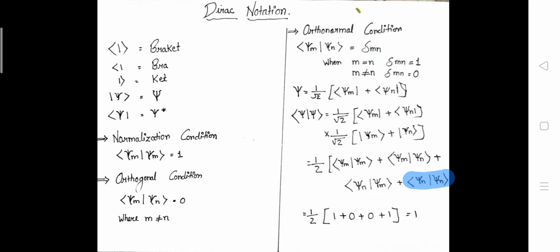Finally, for this value, when m and m are equal, we will get 1. But when m is not equal to n, we will get 0. Here we also have n and m different, so we will get 0. But here we have n and n the same, so we will get 1. So both kinds of conditions we get in the orthonormal condition. Now let's take one example so we can clearly get the idea of what the normalization condition, orthogonal condition and orthonormal condition actually are.